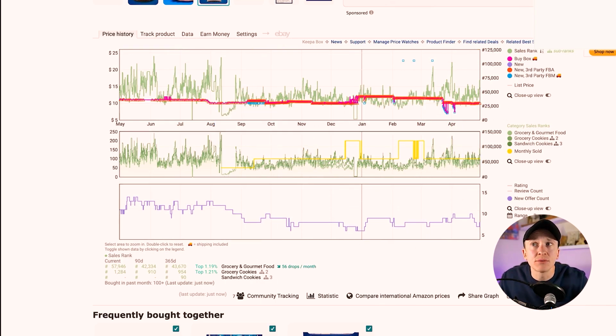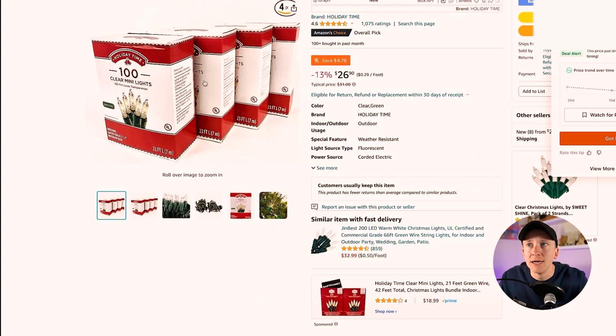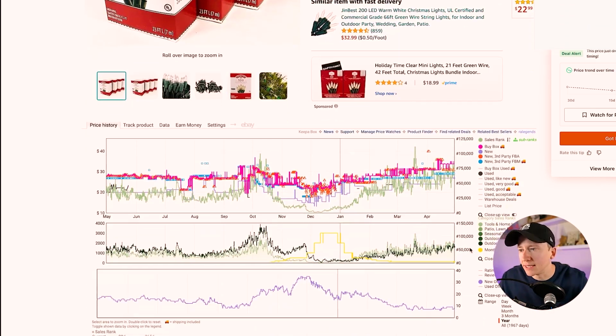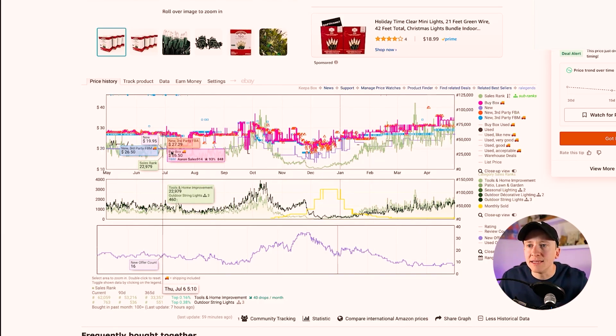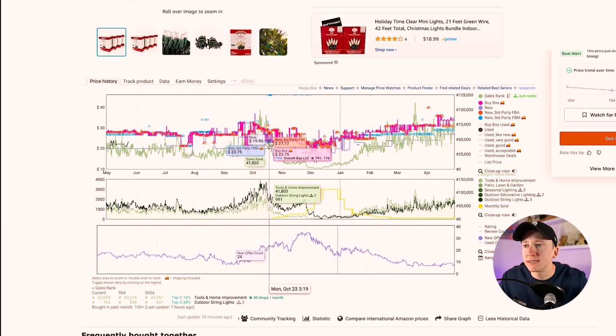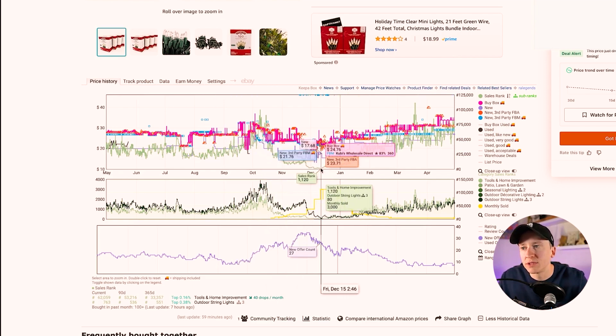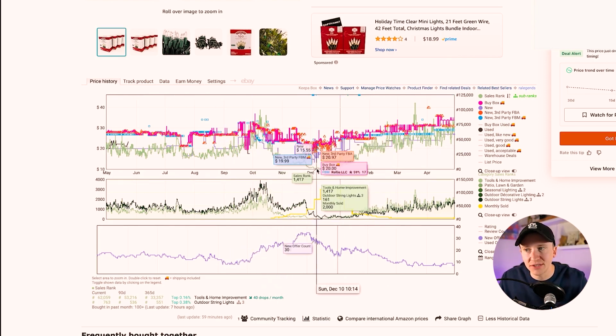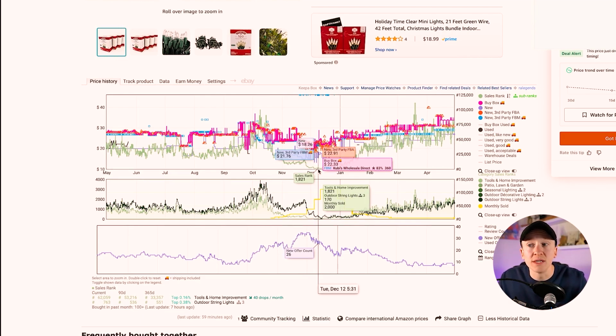And then the last example is actually a seasonal product. This is holiday time. These are lights from Walmart. Actually, this is their private label brand. And we can see, if we look at this, the sales rank is going up and down consistently. Over the holiday season, November, December, January, the sales rank really ramps up and we're seeing a lot better sales. Obviously, we've got a 1,200 sales rank at one point. It's really selling a lot.